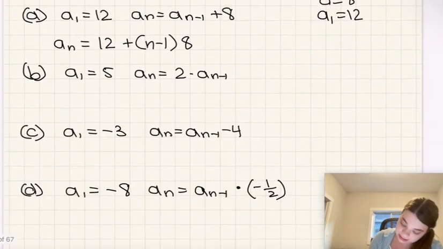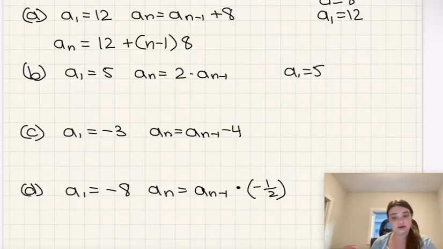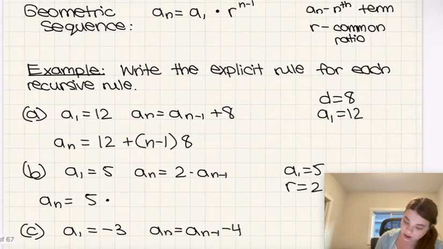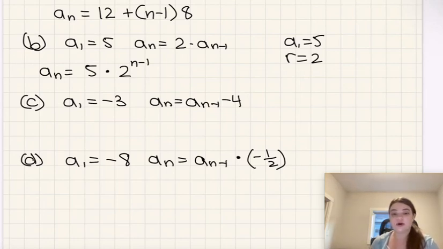Okay, what about this second one here? It says the first term is 5, and that to find the next term, we must multiply the previous term by 2. So that tells me the common ratio is 2. So therefore, the answer is the first term, 5, times, if we go back up here, r to the power of n minus 1. So the ratio to the power of n minus 1. And now that we have the explicit formula, same thing here. We could plug in any value for n and figure out what the nth term is very quickly and easily without having to find any other terms first.